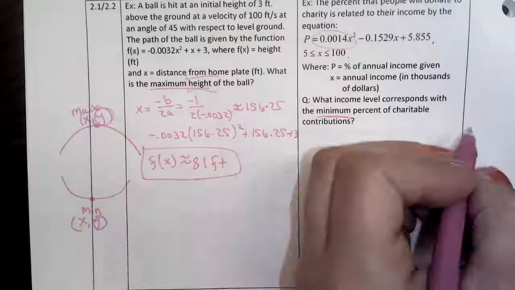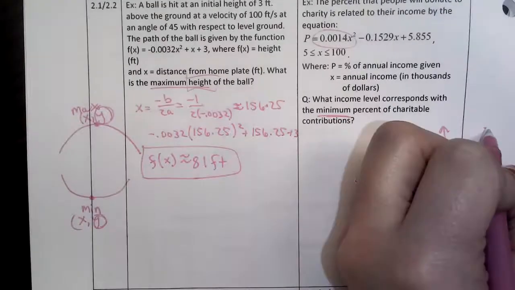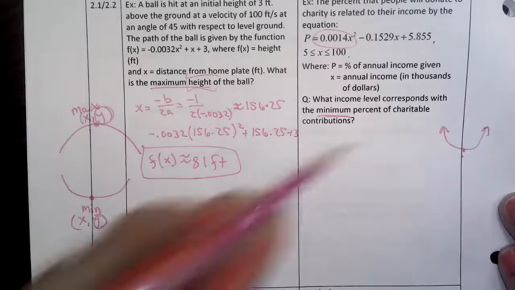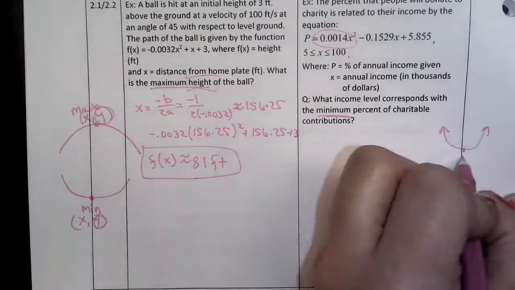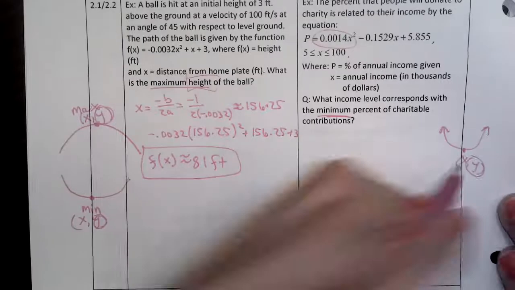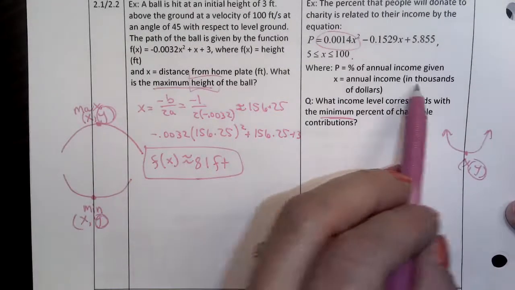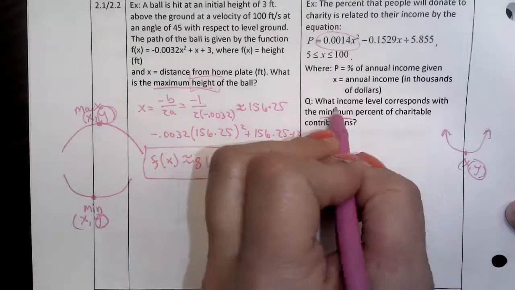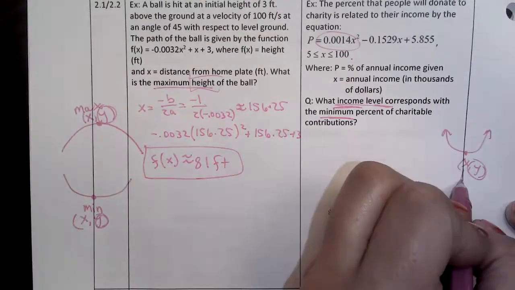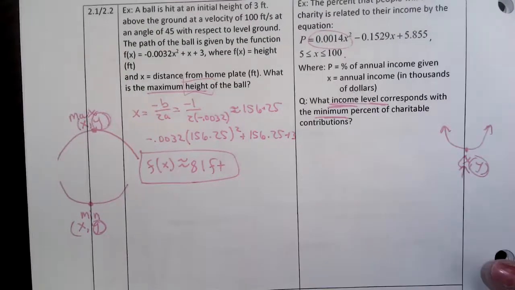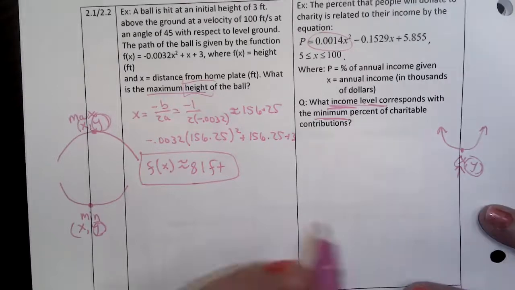If you'll notice, this parabola is shaped this way. So a minimum is going to be down here, and that's going to be our y value. Okay, so we're looking for our y value again. Actually, it says what income level corresponds, so we're looking for our x value to see just what the income level is.